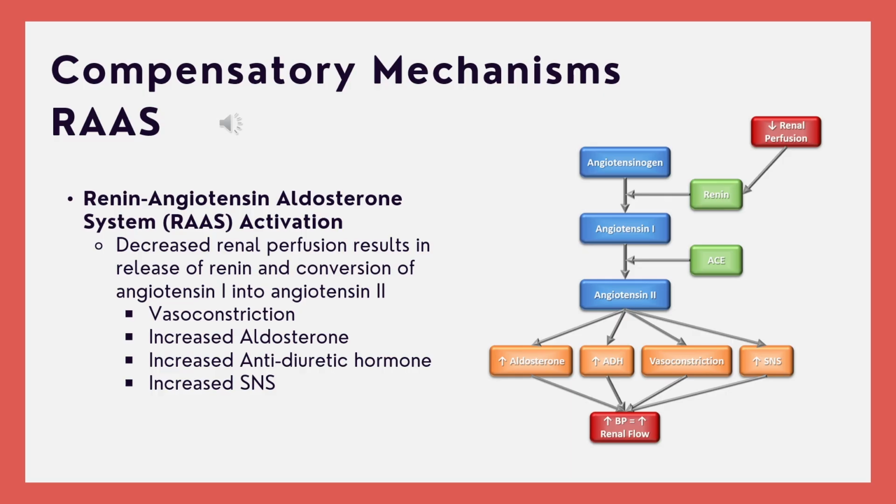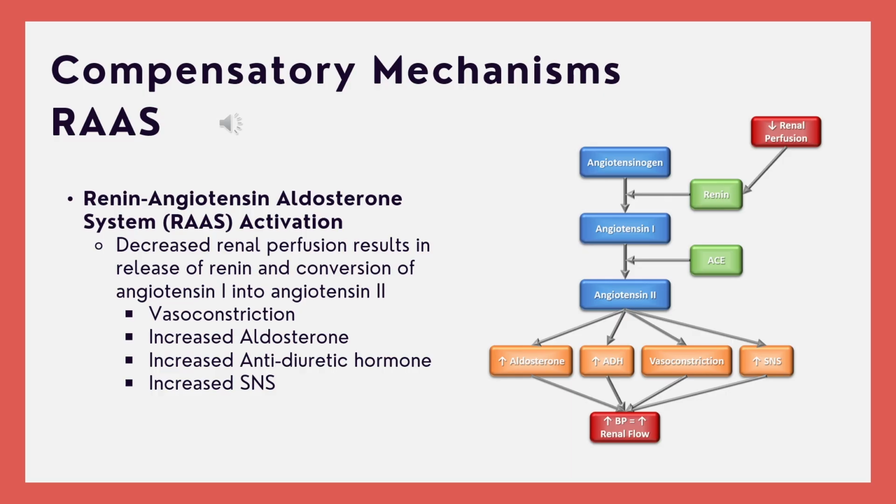So let's talk about the different effects of the RAAS activation. First, we have vasoconstriction, like I just talked about. Angiotensin 2 causes widespread vasoconstriction. It raises the blood pressure and it increases afterload. Again, it forces the heart to work harder, which worsens heart failure over time.